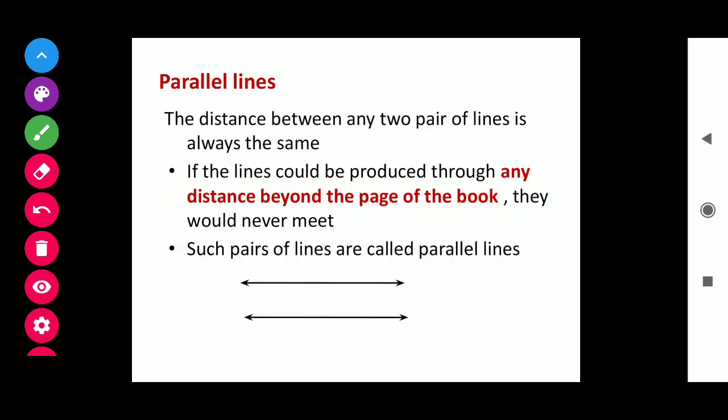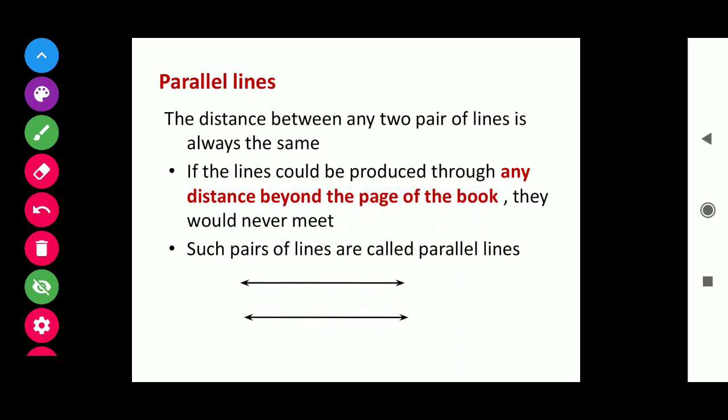Parallel lines. What are parallel lines? The distance between any 2 pair of lines. Here you can see that the distance between these 2 lines is the same. Both of them do not meet at any point.